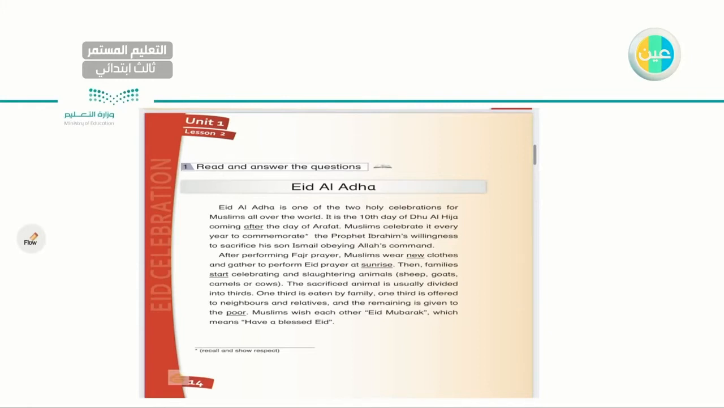Let's read them one more time now together. Eid al-Adha is one of the two holy celebrations for Muslims all over the world. It is the 10th day of the Hijjah, coming after the day of Arafat. Muslims celebrate it every year to commemorate, or to recall, or show respect, honor the Prophet Ibrahim's willingness to sacrifice his son Ismail, obeying Allah's command.